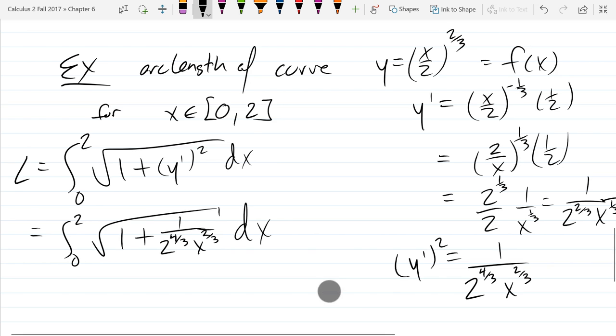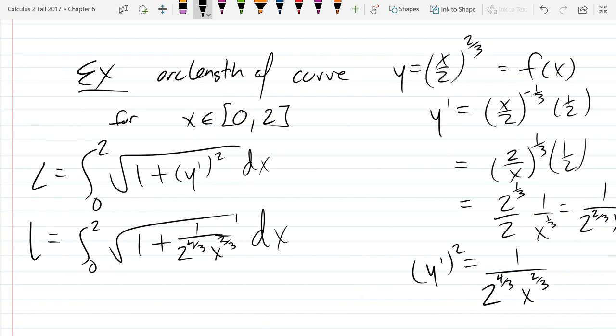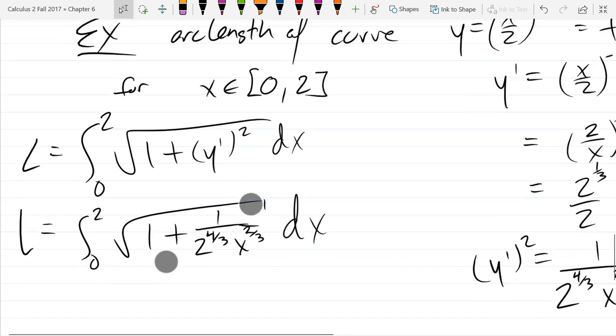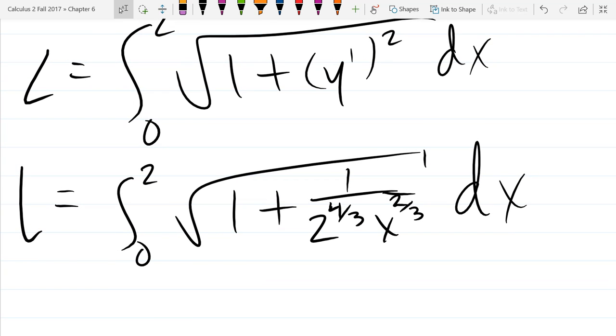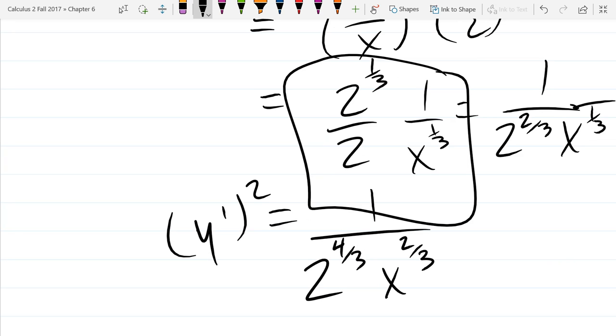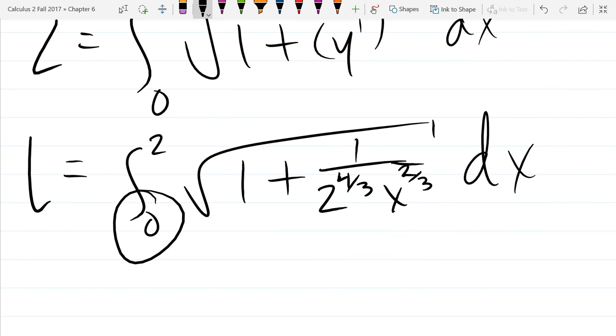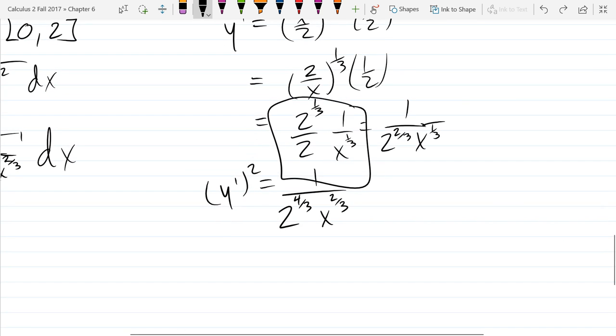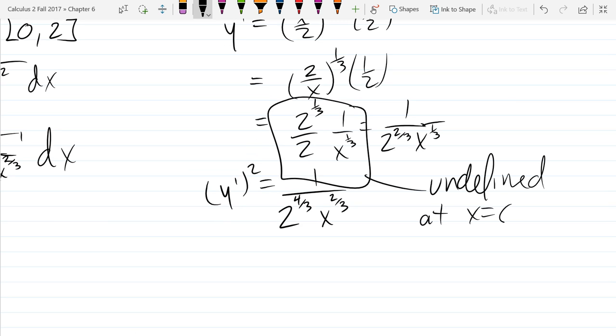All right, so we can set up the arc length integral. We're gonna have one serious problem. What happens when x equals zero? What will we have when x equals zero? Undefined, so that's a little problem. You can see the problem occurring right over here. That's not gonna work when x equals zero with x in the denominator. And the problem is, zero is included right there. So this expression is undefined at x equals zero, which is important because that's one of the x values that we're going to be using.